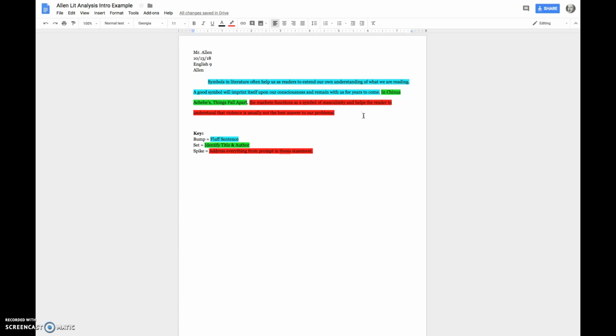So hopefully that helps you understand how to do a quick, easy lit analysis intro: bump, set, spike, get it done, and then you'll be all right.